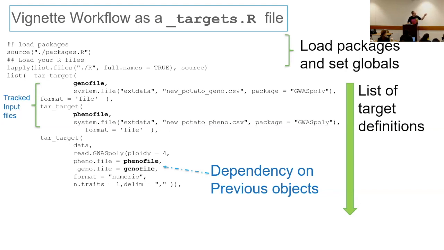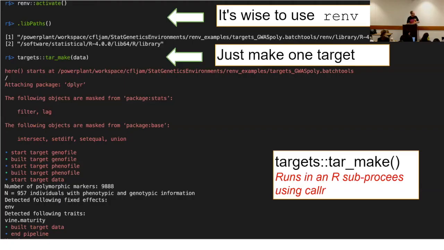And then in the third object here, we're defining the read GWAS poly state. We've defined a dependency on these two previous objects, and we read this to create the data, the GWAS poly data file. So if we look at this, we're looking at this more from the console.